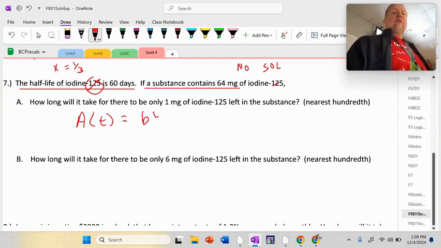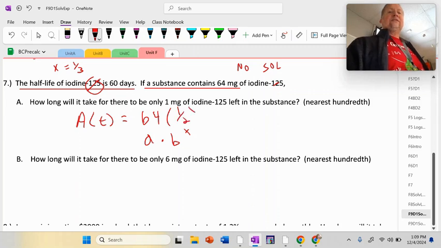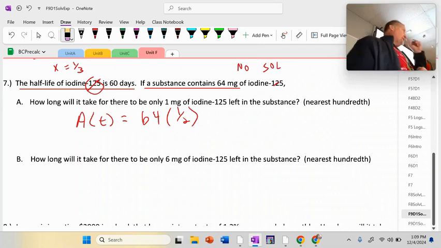I have 64. That's our A value. Remember, this is A times B raised to some power, just the general format of an exponential. So my A value is 64. We lose half, so we still have half. Remember, this is 1 minus whatever your decay rate is. Well, 1 minus a half is still a half.